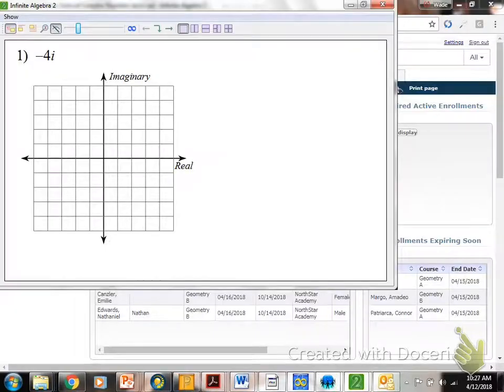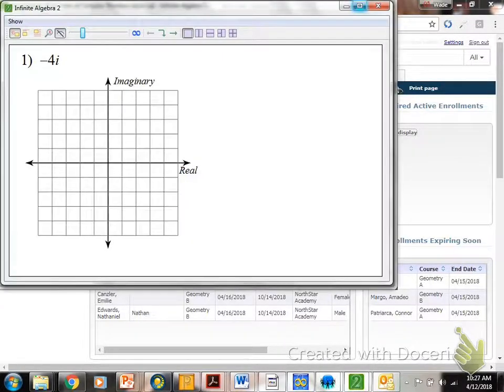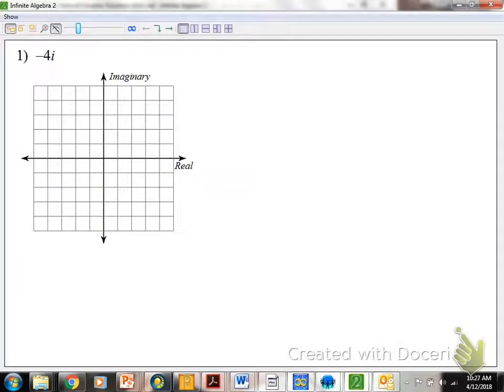Okay, here we go. Now, what we're going to do here is write this complex number in polar form. Let me see if I can maximize that for us. There we go.